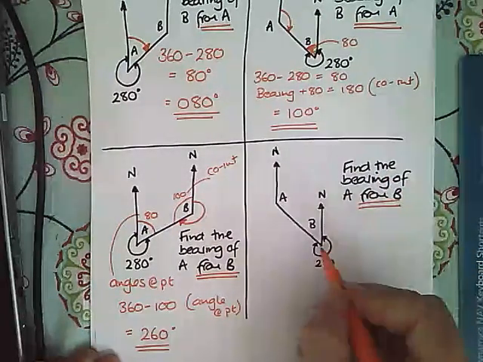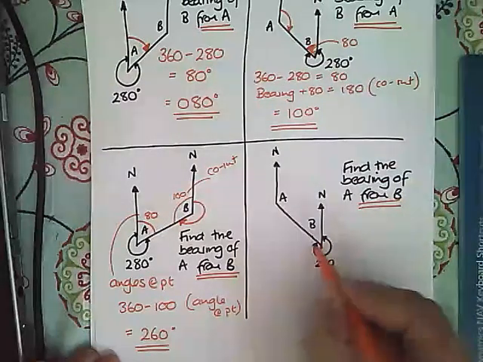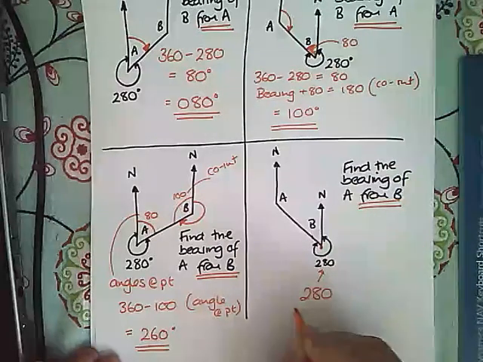And finally, find the bearing of A from B. Again, I am standing at B and I want to find this angle going all the way around here, and actually they've given it to me on the diagram, so it's 280 degrees.